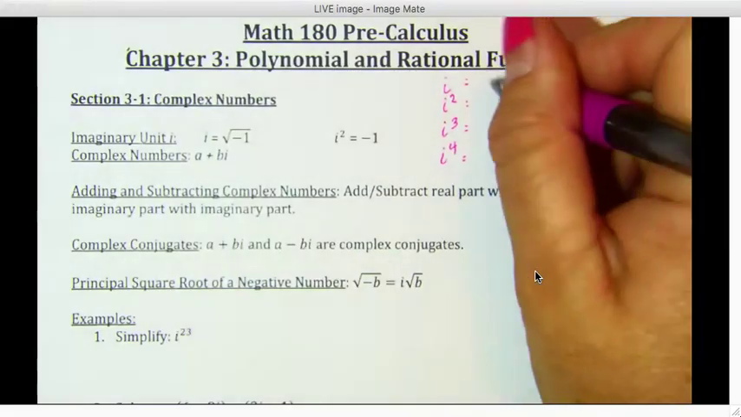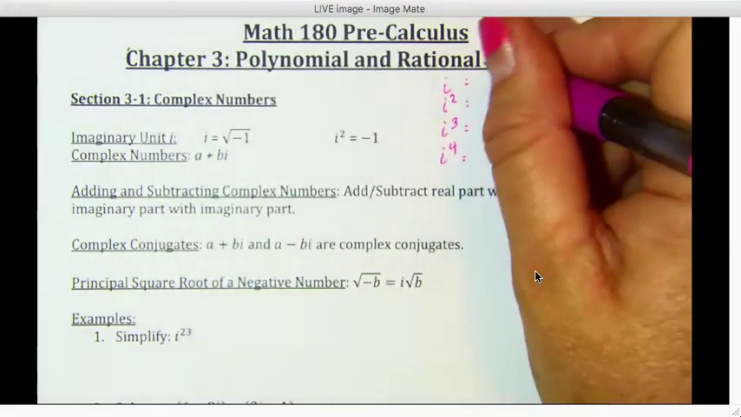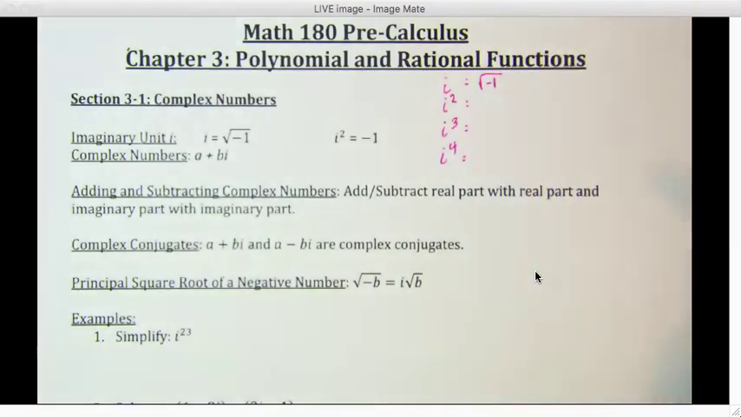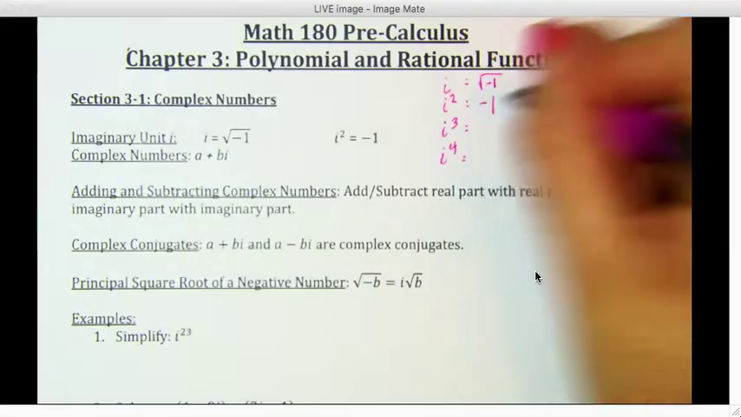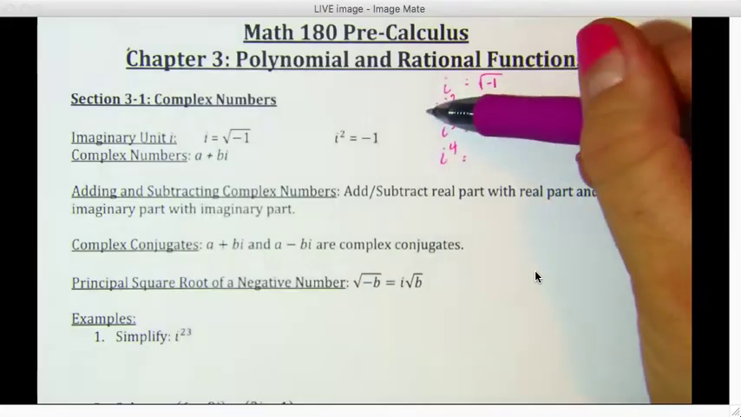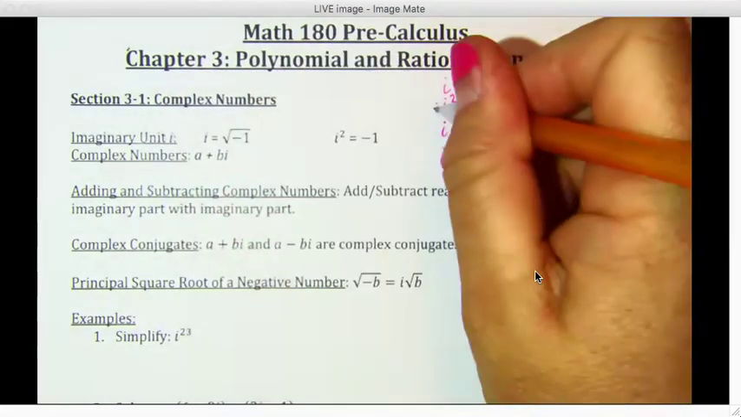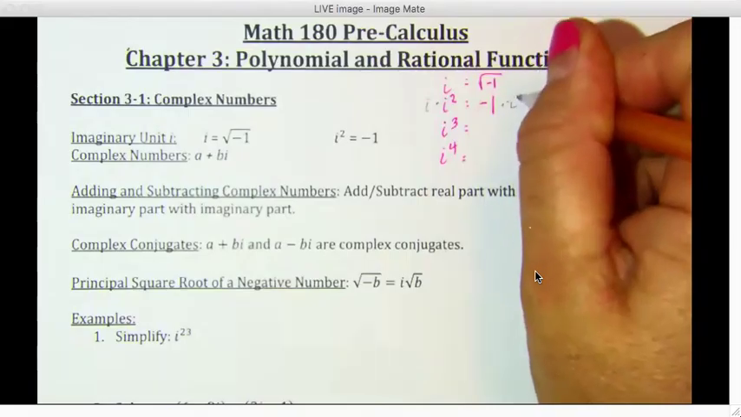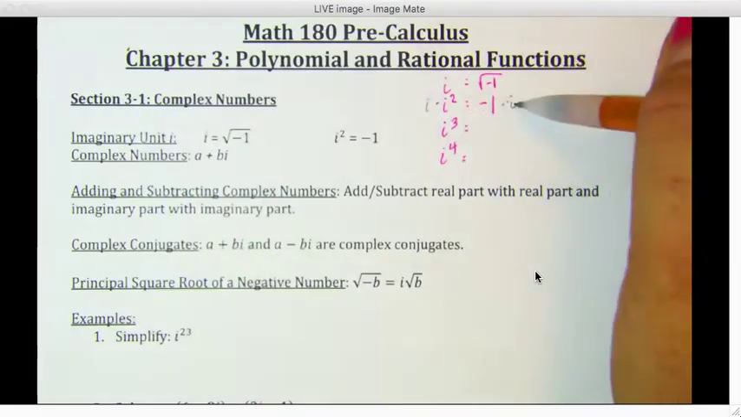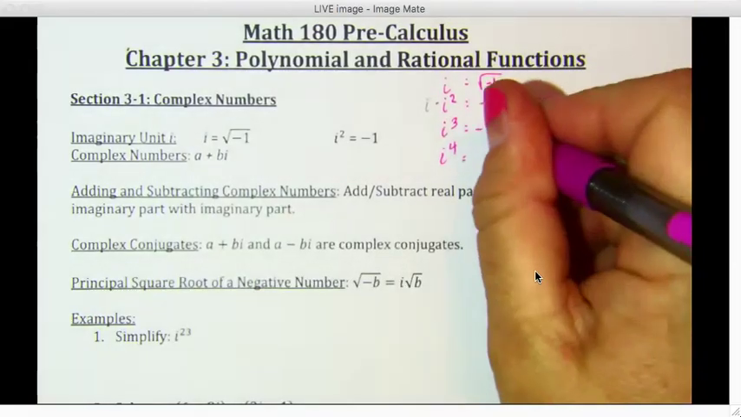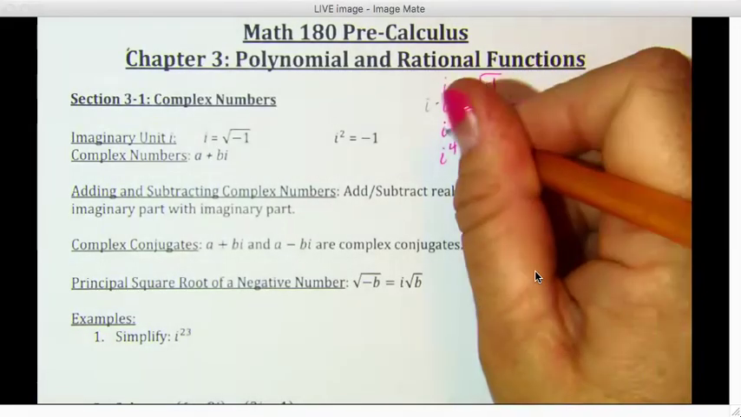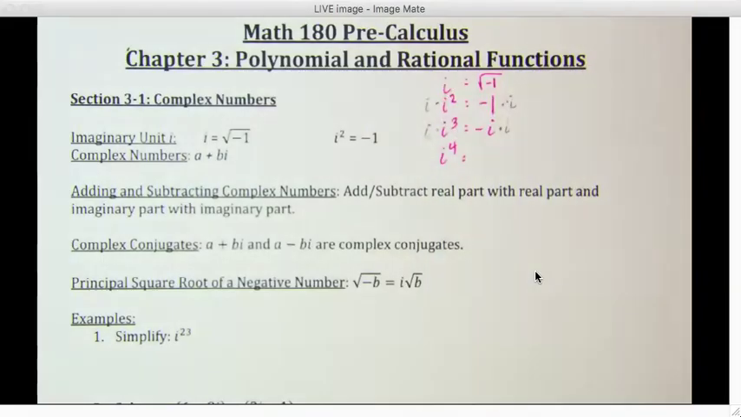Well, we can do more with i than just i and then i squared. So i is equal to the square root of -1, which is just i, and then i squared is equal to -1. If I were to multiply by i on both sides of my equation here, say for example, I multiply by i again, then over here I would have i cubed, and over here I'd have -1 times i, which is -i.